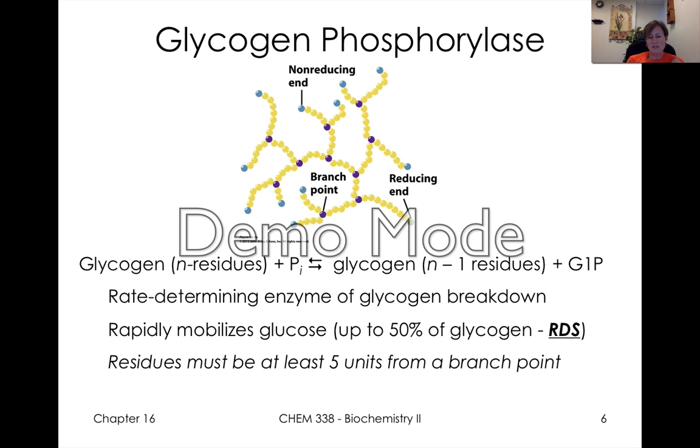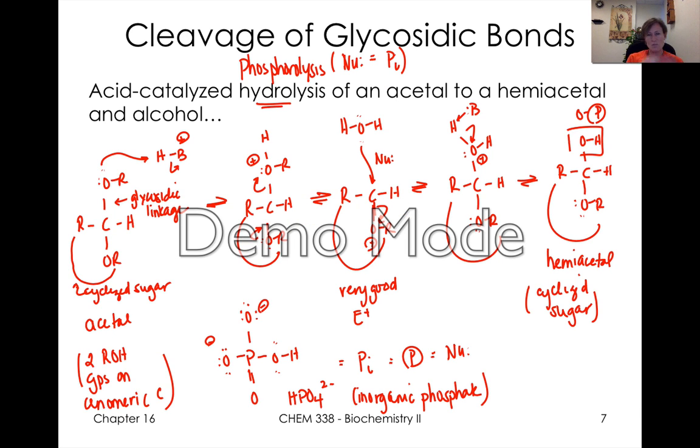But that's glycogen phosphorylase. All right, I promised you a mechanism. So again, we'll work through in class looking at the hydrolysis of an acetal to a hemiacetal. Remember, acetals represent the glycosidically linked glucose or sugar molecules, and breaking that glycosidic linkage will give us the cyclized sugars, which again are hemiacetals.